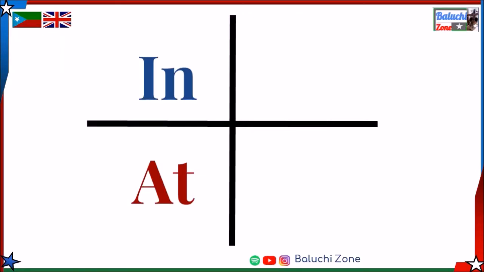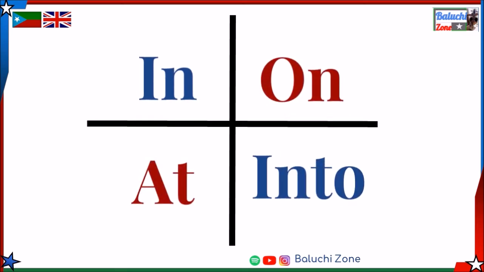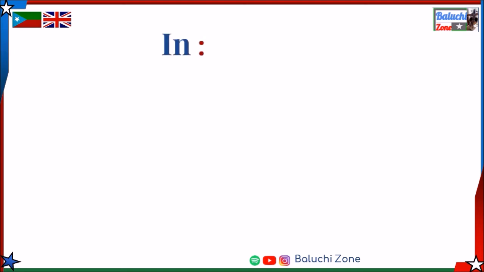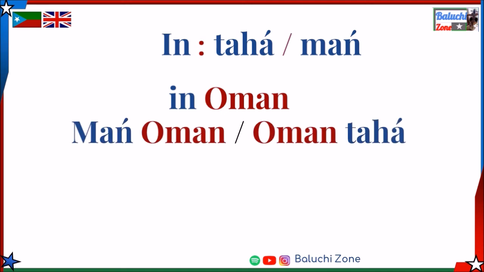Welcome to Baluchi Zone. In this short lesson, I'll explain how to use in, at, into, and on in Baluchi language. To say in Baluchi, we say taha, taha, or you can say ma. The N is silent. So, for example, in Oman would translate as ma Oman or Oman taha.